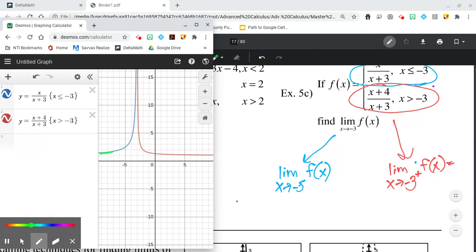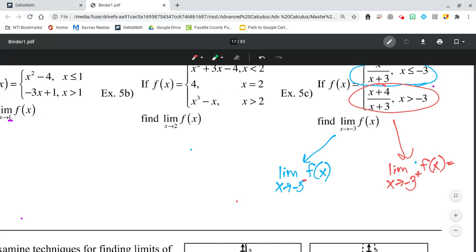So as the x values approach -3, the y values are increasing, increasing, increasing, increasing, increasing. I just hit a bump right there. Increasing. The y values continue to increase. So we're going to say that the y values increase without bound. So that would mean as the x values approach -3 from the left, the y values approach positive infinity.